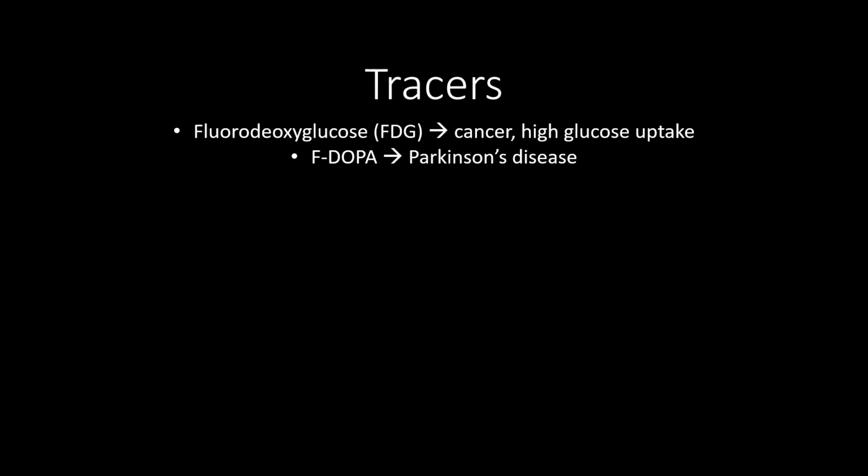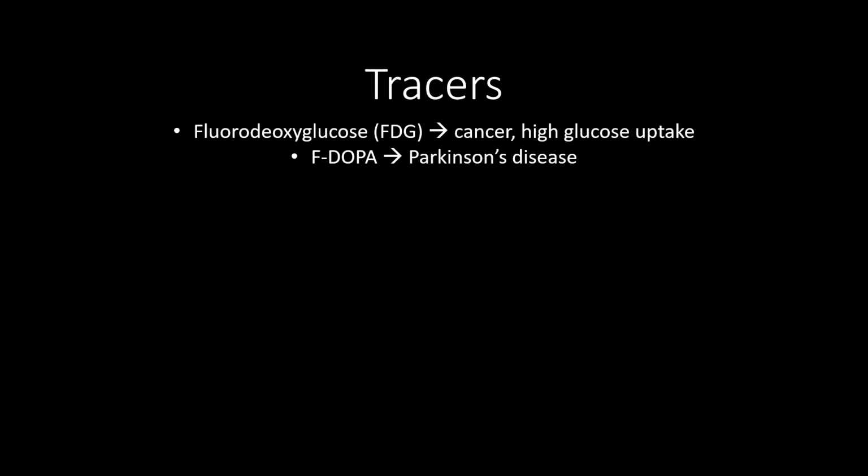But before we are able to measure those rays, we would need to be sure that there is decay in the patient at the area that we want to measure. For that, we use tracers. Which tracer we use depends on what we want to measure. For example, fluorodeoxyglucose, also known as FDG, is similar to glucose and is used for detecting cancer or other high metabolism processes where there is a high uptake of glucose. And F-DOPA, comparable with L-DOPA, is used in, for example, Parkinson's disease.